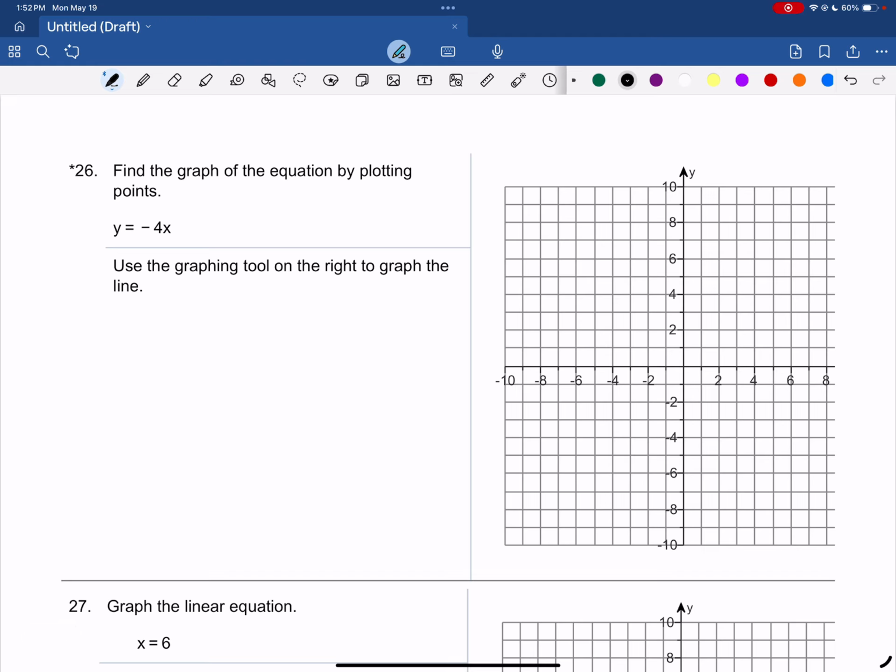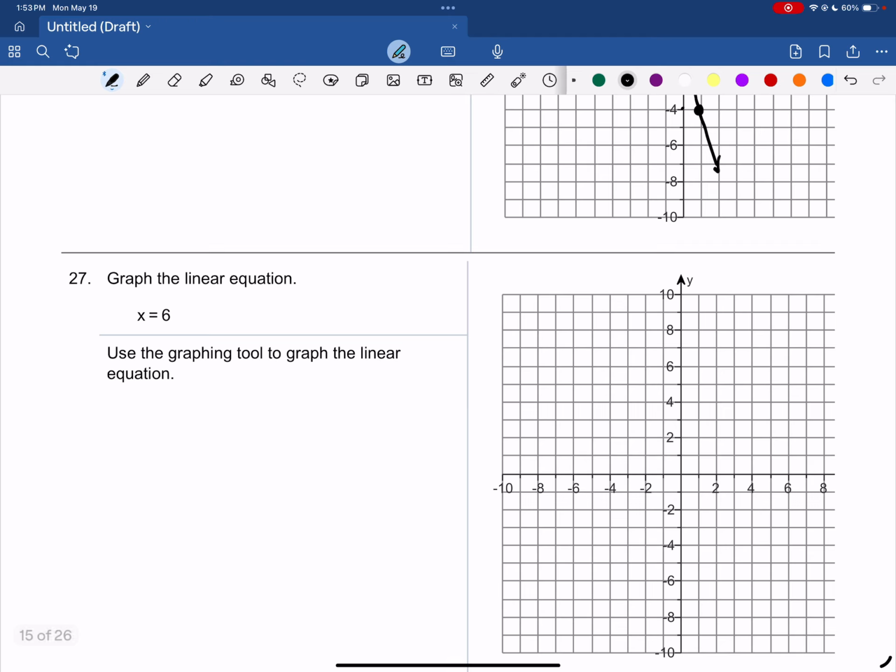Number 26, y equals negative 4x. And notice there's no b value. Well, that means b is 0. So I'm going to start here at 0. And I have a slope of negative 4 over 1. Now, rise going up would be positive, but rise when negative means I'm going down. So I'm going to go down 4 to the right 1, and now I can draw my line. So down 4 to the right 1.